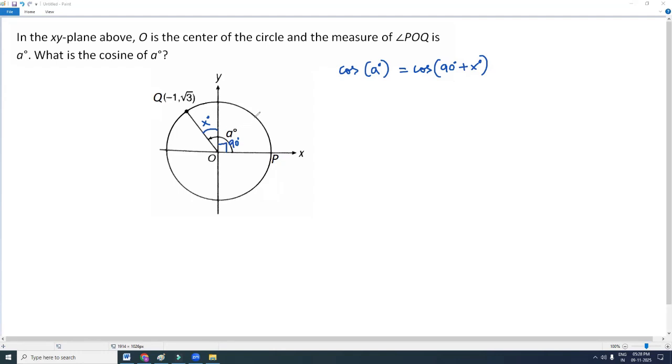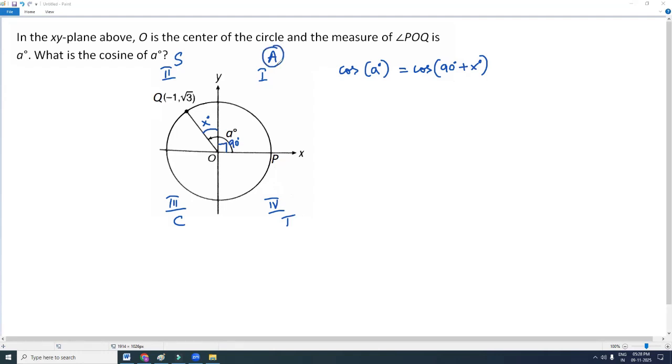Let's consider the 4 quadrants in the given figure over here. This is the first quadrant. Here we have the second one. Here we have the third one. Here we have the fourth one. And also consider the ASTC concept. That is, we have A for the first quadrant, S for the second one, C for the third one, and T for the fourth one.